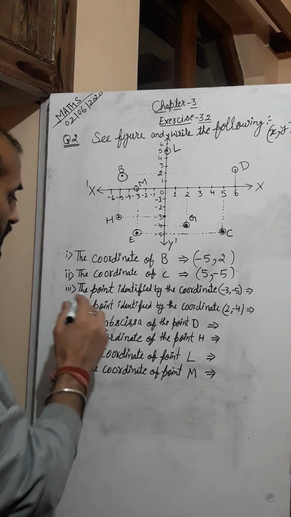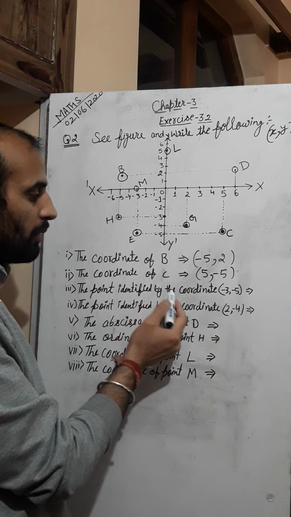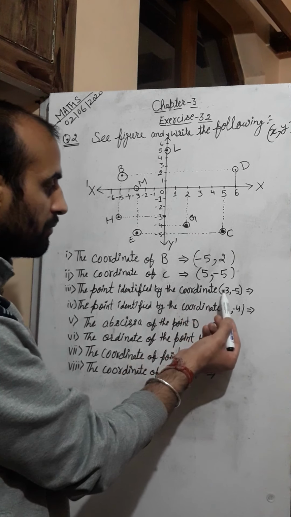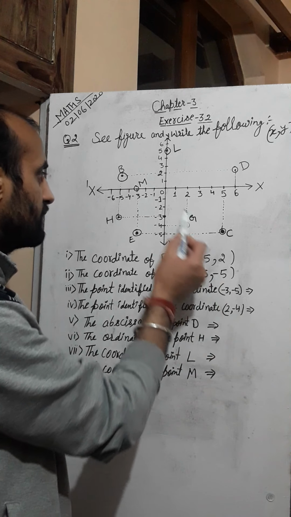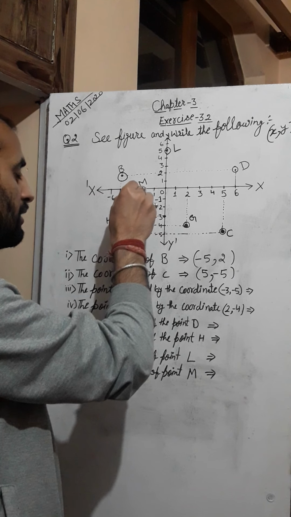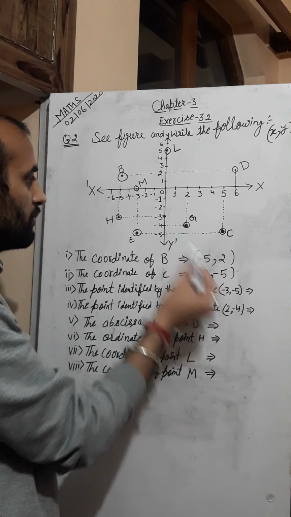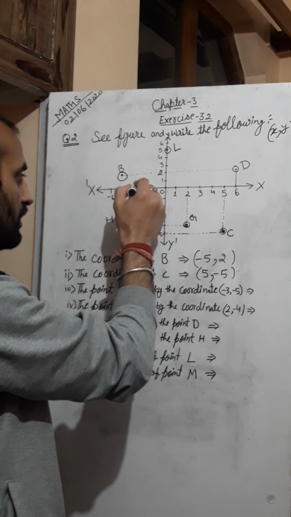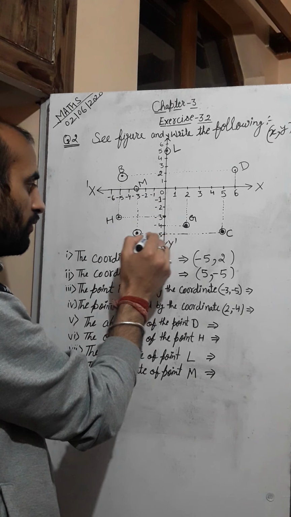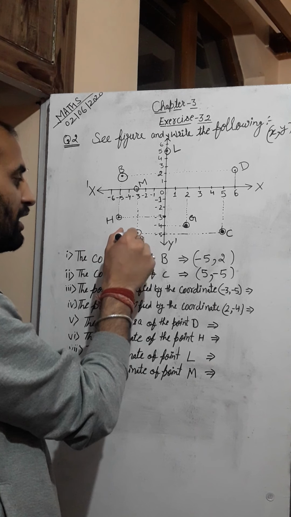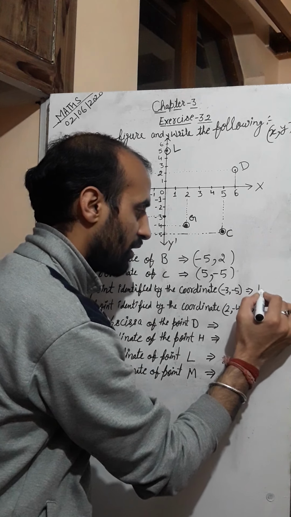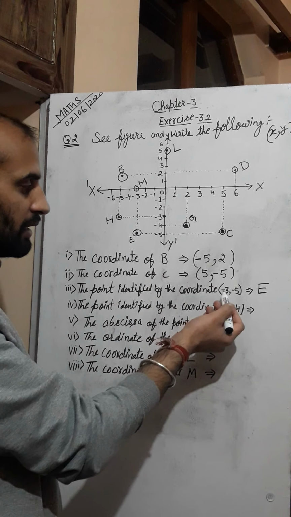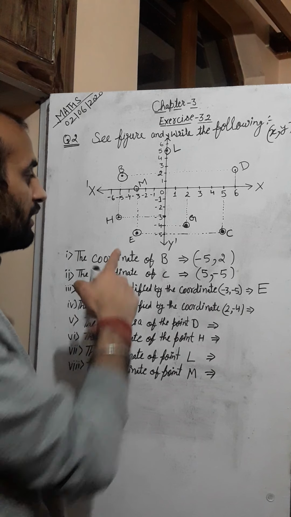Next, the point identified by the coordinates. Already we have been given the coordinates minus 3 and minus 5. First, minus 3 we need to find on the x-axis. Where is minus 3? Here. And the second value given to you is minus 5 on the y-axis. Let's see where these two meet each other. Come down from 3 and straight from 5. They are meeting at point E. So E is your right answer. The point identified by the coordinates (minus 3, minus 5) is point E.